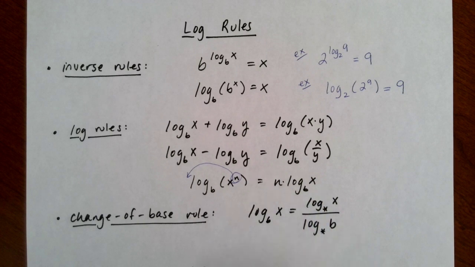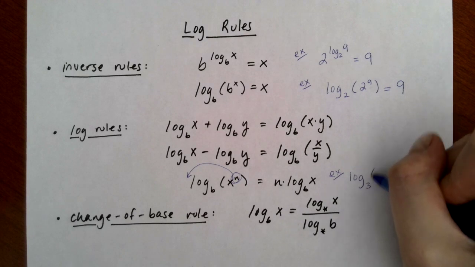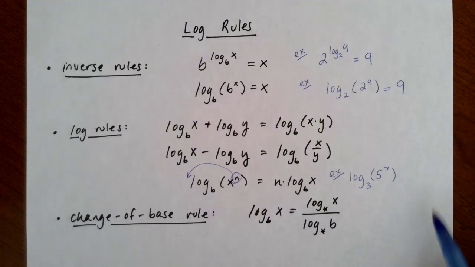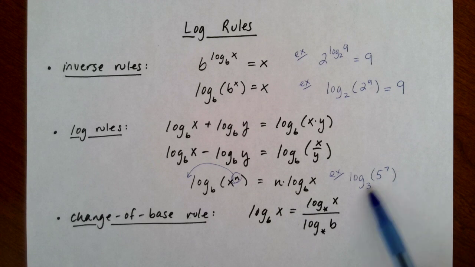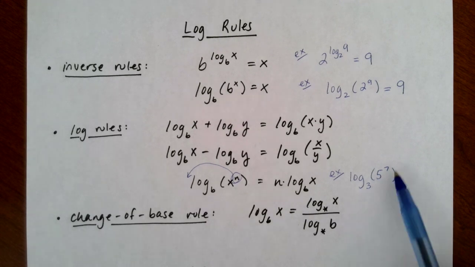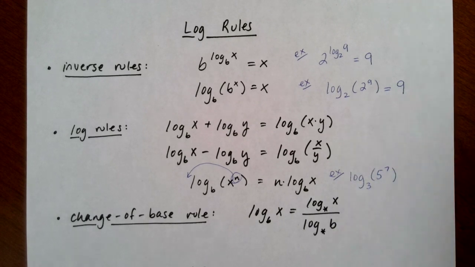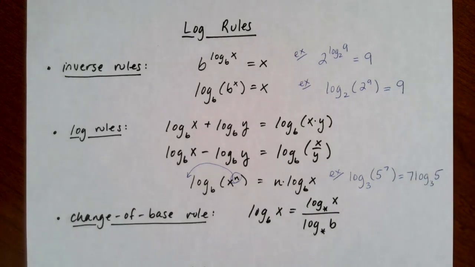Let's just use that one in a quick example before we talk about the change of base rule. If we have, let's say, log base 3 of 5 to the 7th power, I'm choosing 3, 5, and 7, just 3 completely different numbers. They don't have to have any special relationship. This rule is telling me this 7, I could bring down out front as a multiple. So I could write this as 7 times log base 3 of 5.